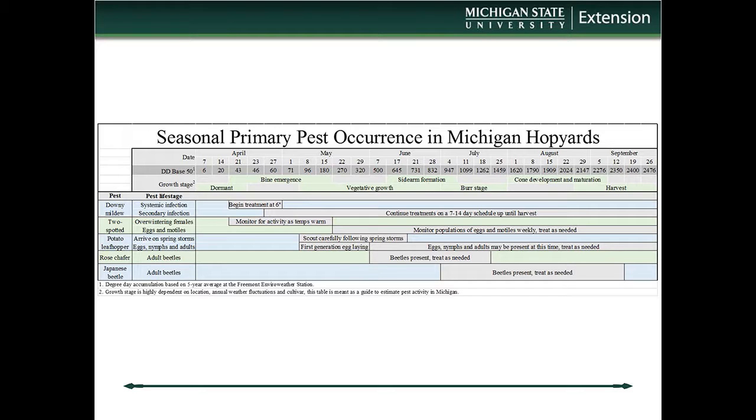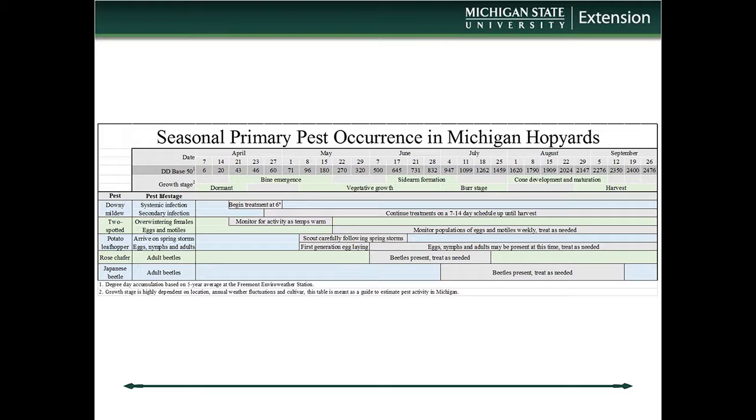So we've got the dates up here. For you guys, we'd probably need to shift this back a few weeks, would be my guess. We have the average degree day accumulation and then growth stage of the plant, and that's just on average across years. So we look at downy mildew.